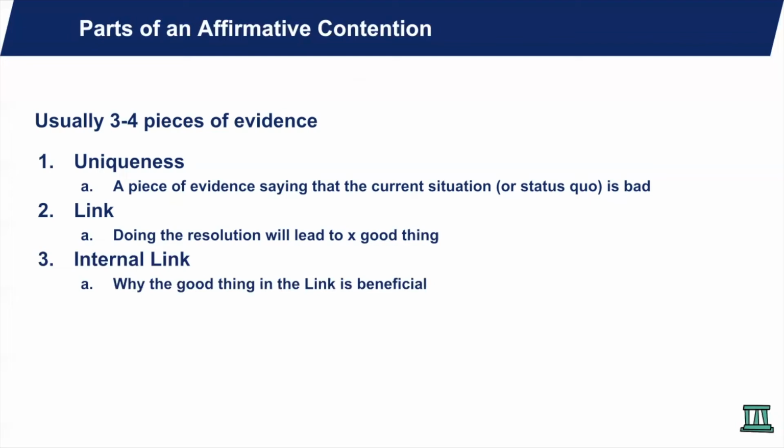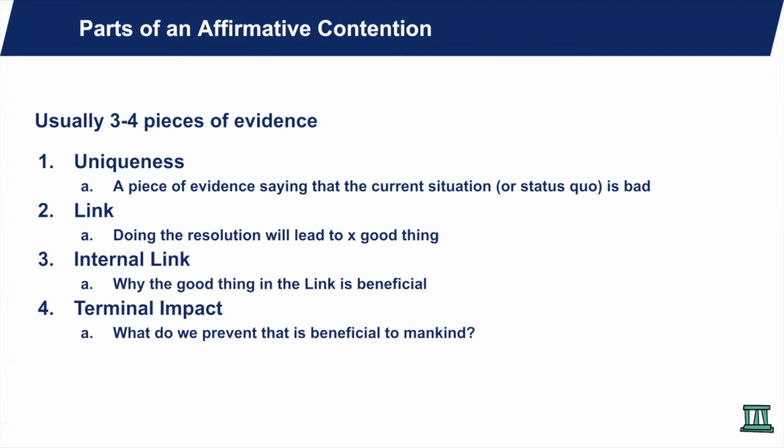The fourth and last piece of evidence in your affirmative contention is the terminal impact. The terminal impact lays out the groundwork to what do we prevent that is beneficial to mankind. For example, why is preserving democratic value good? Because it prevents dictatorship and monarchy that leads to people's rights getting violated. This is an example of a terminal impact because it proves why do we care about your contention, why do we care about your policy proposal in the first place.